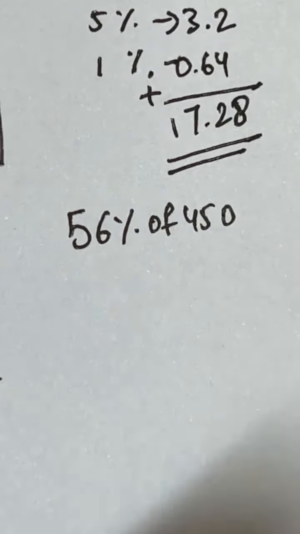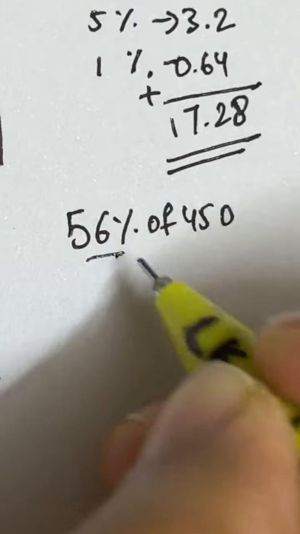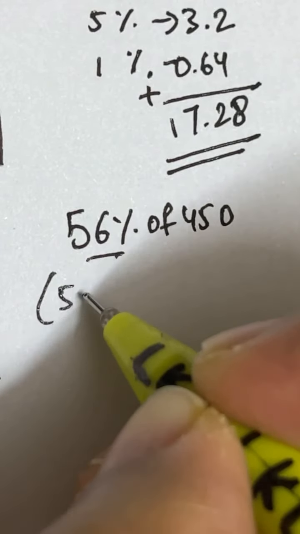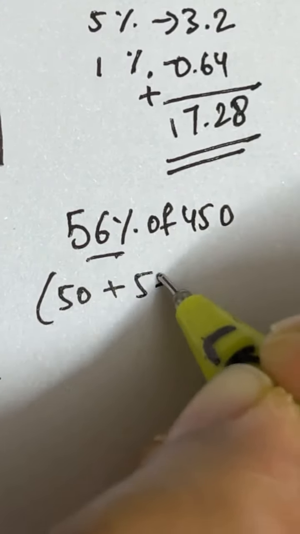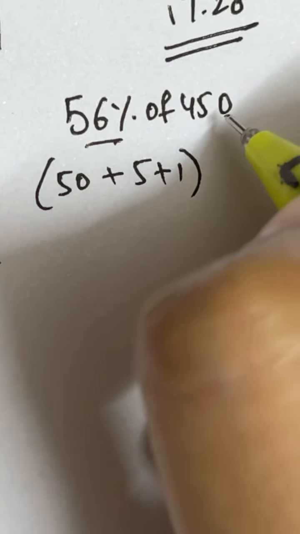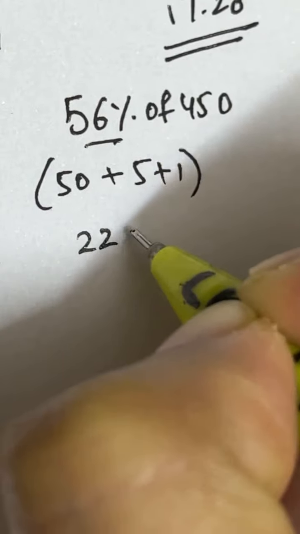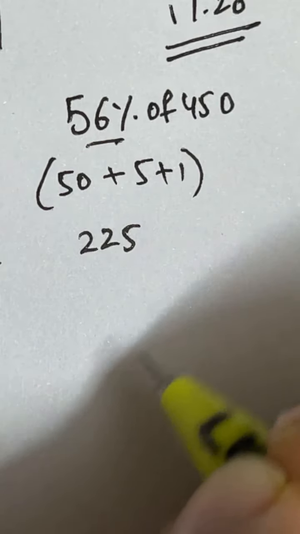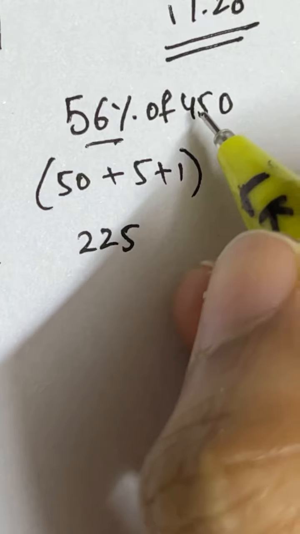Let's see if you can calculate 56% of 450. How quick can you be? So 56 we can break down, you can split it easily: 50 plus 5 plus 1. So what is 50% of 450? That is half of 450. That's 225. Yes. And what is 5% of 450?